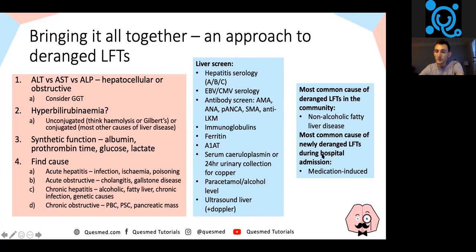And just as a note on the side here, in terms of deranged LFTs, the most common cause of deranged LFTs in the community tends to be non-alcoholic fatty liver disease. And the most common cause of newly deranged LFTs during a hospital admission, which is what you'll probably be seeing most commonly, is often due to medications. So it's important to do a medication chart review to see if you can see any causes. And that's a general catch-all approach to deranged LFTs.